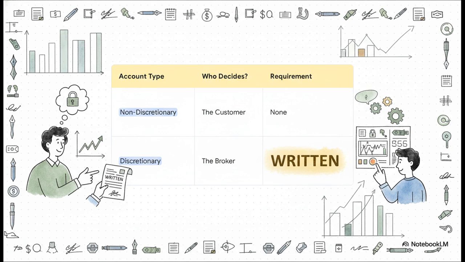In a normal, non-discretionary account, you, the customer, have to say yes or no to every single trade. But in a discretionary account, you give your broker written permission to make trades without calling you first. The key word there, and I guarantee this will be on the test, is written. Verbal permission is never, ever enough.